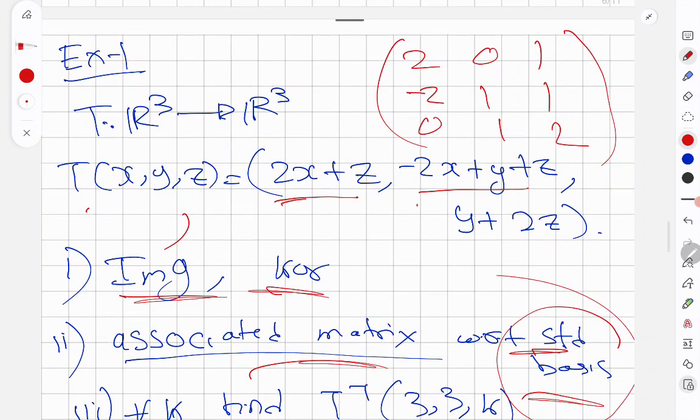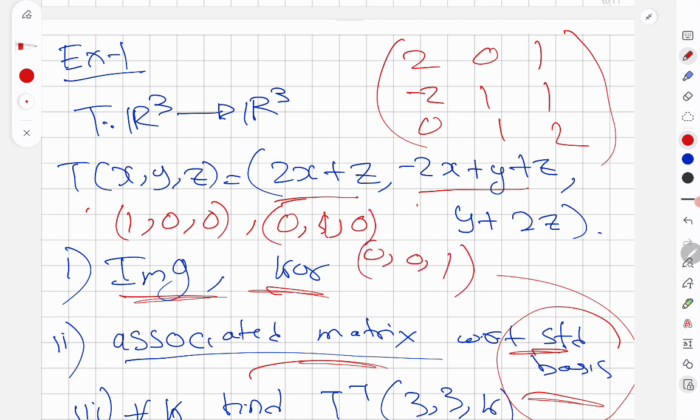The standard basis are these three, written like this. Standard basis for R3 is 1 0 0, 0 1 0, and so on. So with respect to the standard basis, we have to put these in and then write them. The traditional method for the associated matrix is the one that I have told you.